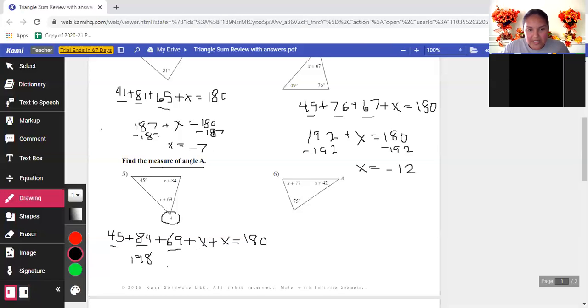And now I have a second set of like terms. I have 2 x's, right? So I need to add those together. So it's like saying 1x plus 1x. So what do I get? 2x. Yeah, so 198 plus 2x equals 180.